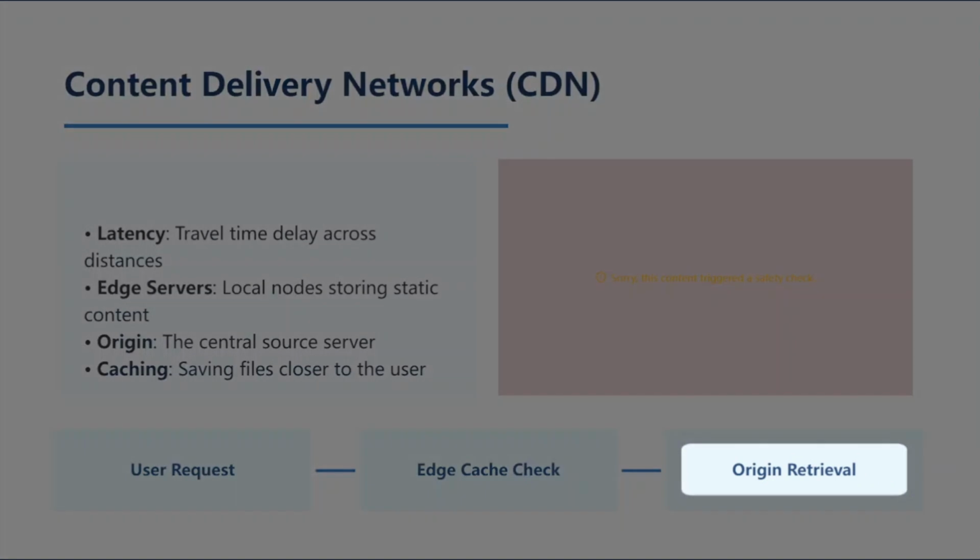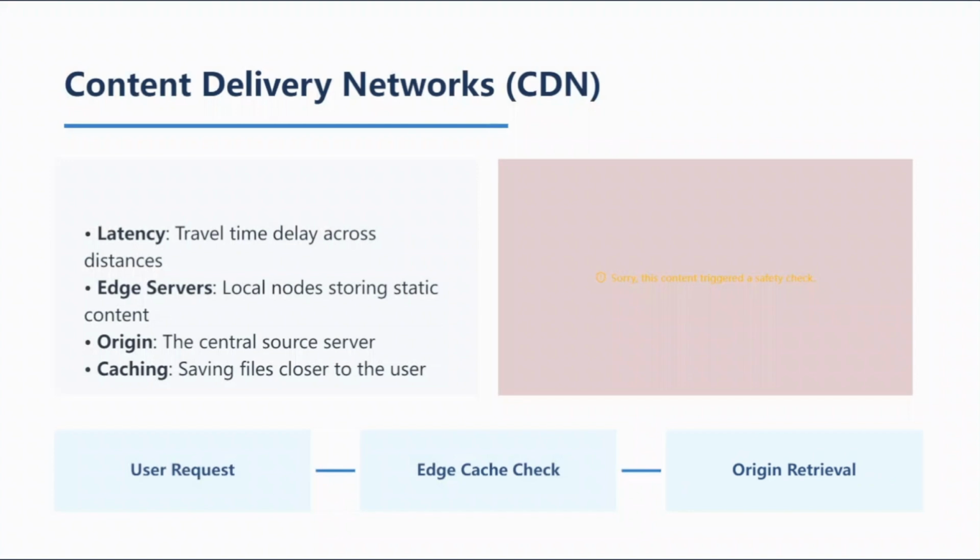If the content isn't at the edge yet, we perform an origin retrieval. The CDN fetches it from your main server once, then caches it locally. Every subsequent user in that region will then benefit from that first request. This effectively shields your origin server from being overwhelmed by global traffic. In short, CDNs turn a global distance problem into a local speed solution.